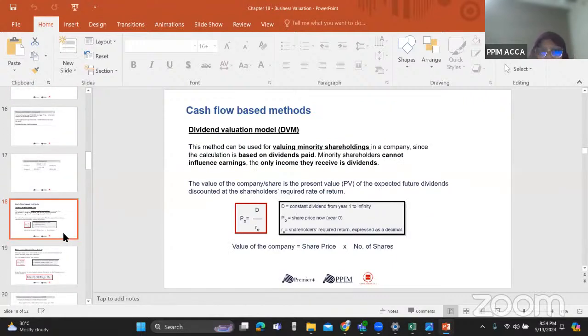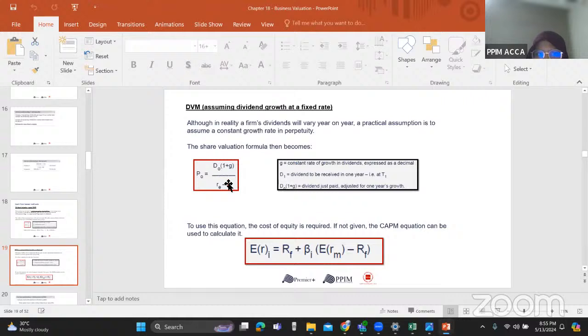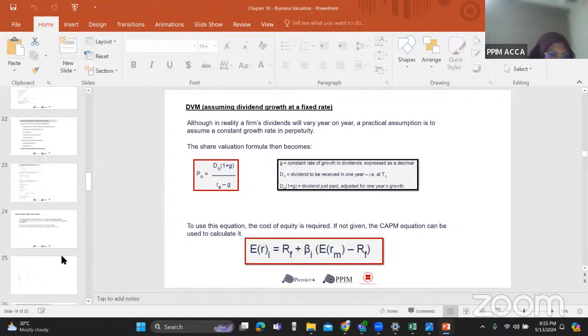So we looked at asset-based methods, income-based methods. Then you have the cash flow-based method. So under that, the dividend valuation model will come. Okay, because we used it to calculate KE. I'm not saying no, but the same equation can be used to calculate P naught as well. Okay, or the market value.